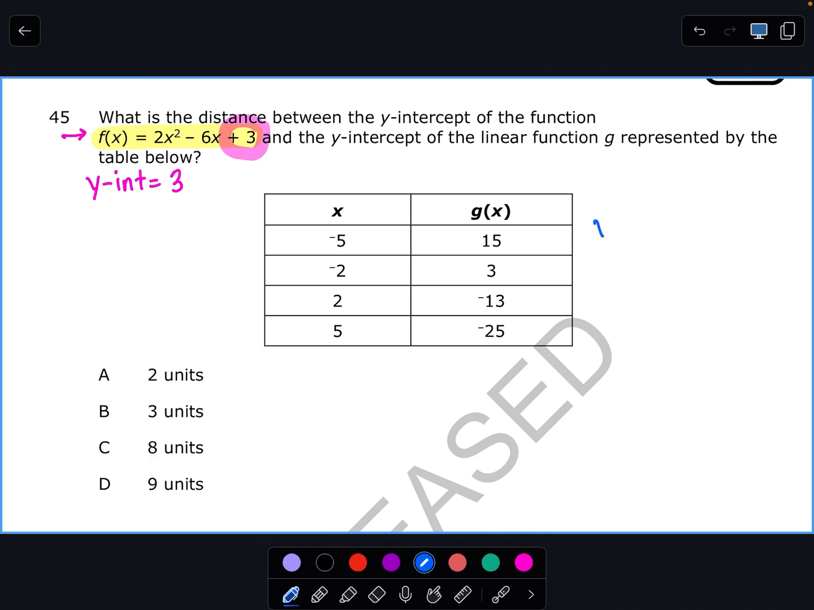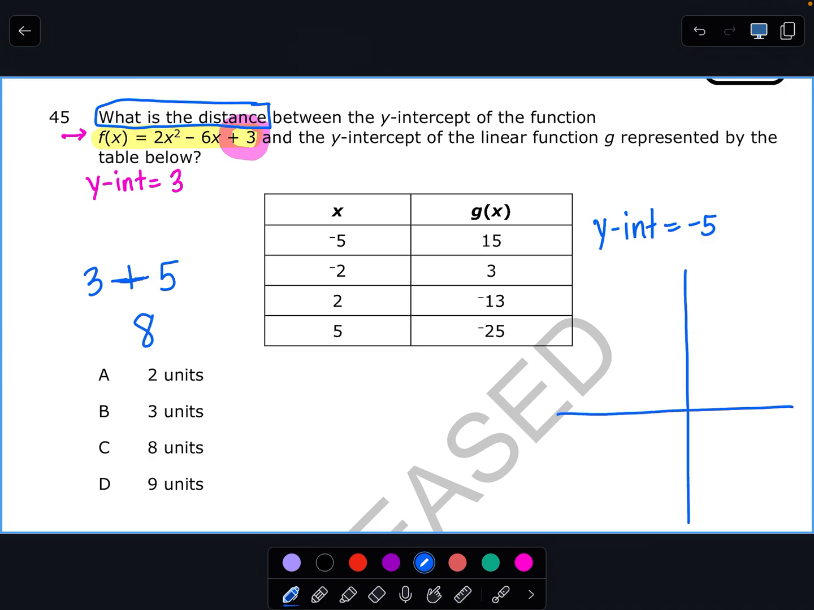Let me actually write y-intercept. Okay, go back to the question. The question says, what is the distance? When we calculate distance, we're going to subtract. So we're going to take 3 and subtract -5. Remember, when you subtract a negative, that changes to plus a positive. So 3 plus 5 equals 8.